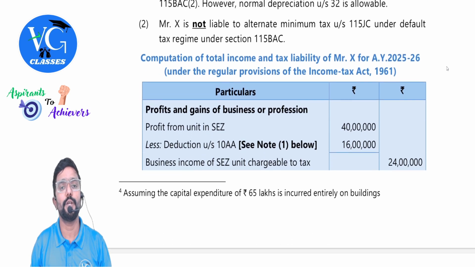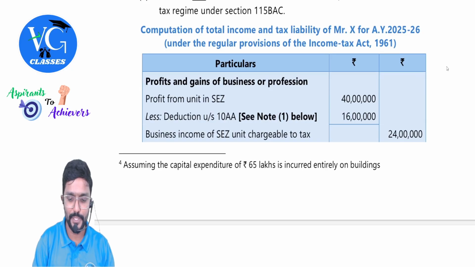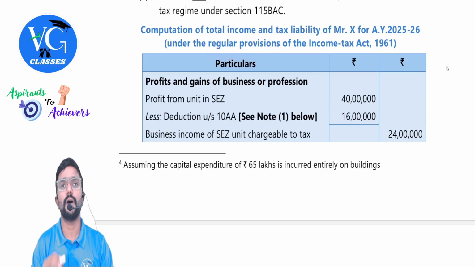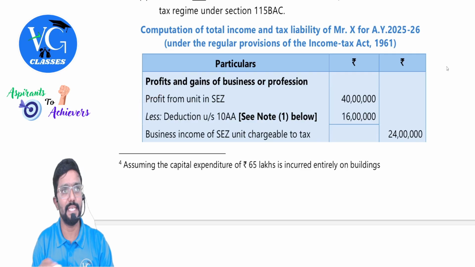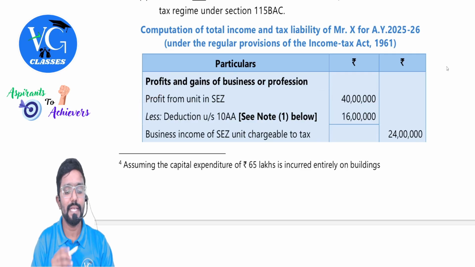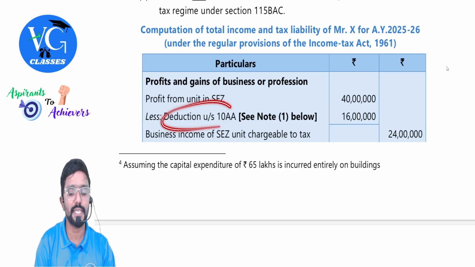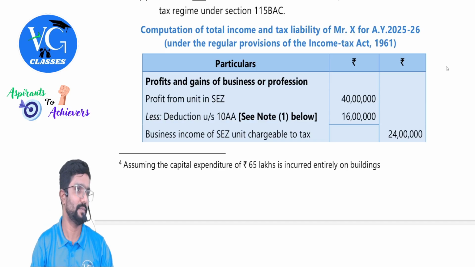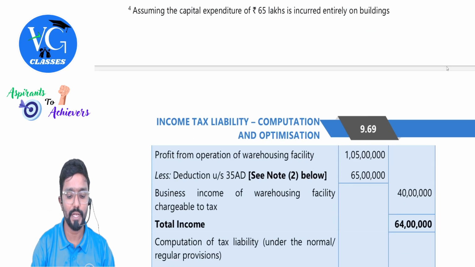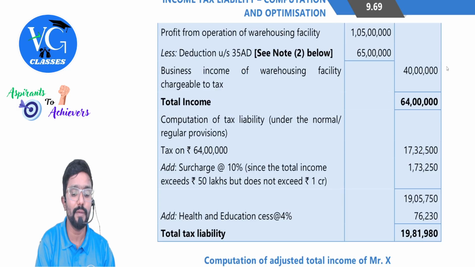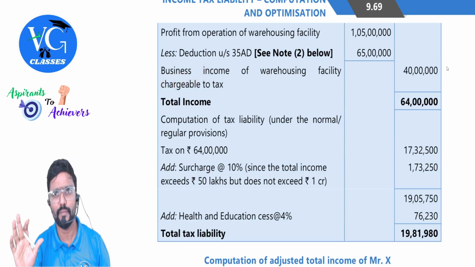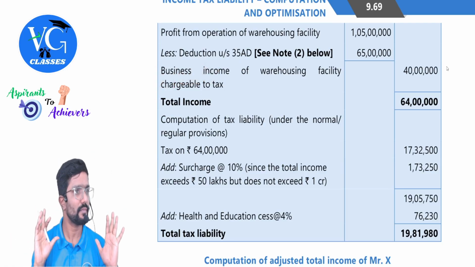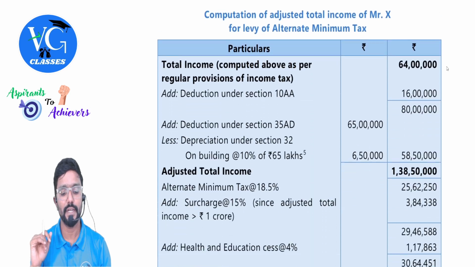Now coming to optional regime. Guys, important. Please pay attention. Regular provisions are optional regime. PGBP first. Profit from unit in SEZ, 40 lakh. Guys, they have shown the deduction here itself, but in my opinion, it is wrong because deduction under section 10AA is against gross total income. So they should have calculated gross total income and from there they would have reduced 10AA deduction. Amount is same, but the way they have presented is wrong. So what is the deduction under 10AA?